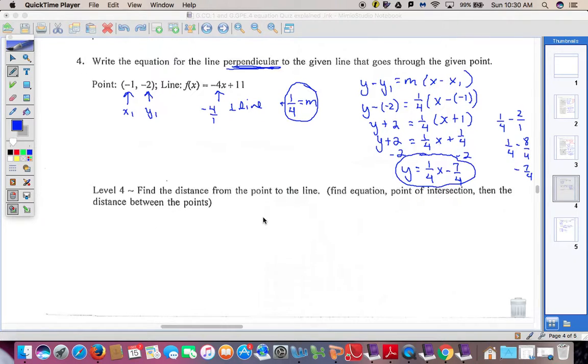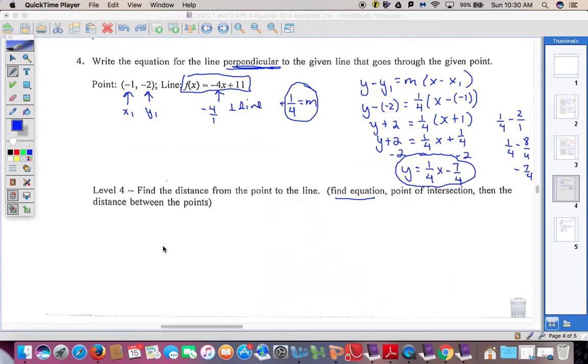Okay, so if you wanted to be a level 4 here, I asked you to find the distance from the point to the line. Your first step was to find the equation, which you should have already. Your second step is to find the point of intersection. Now the point of intersection means between your two lines. This is one line, and this would be your second line.